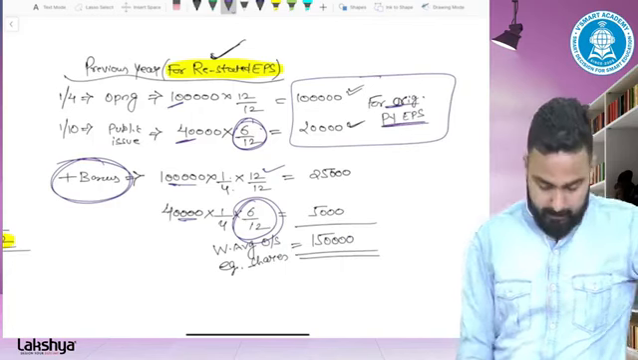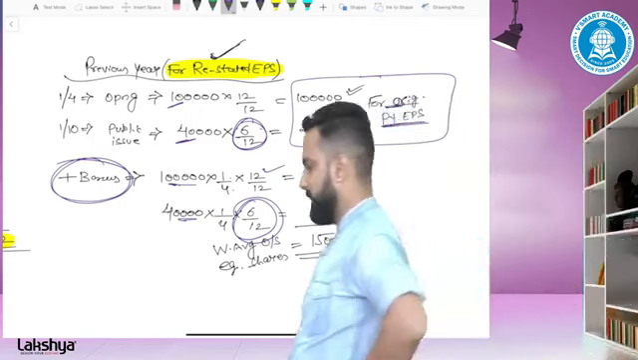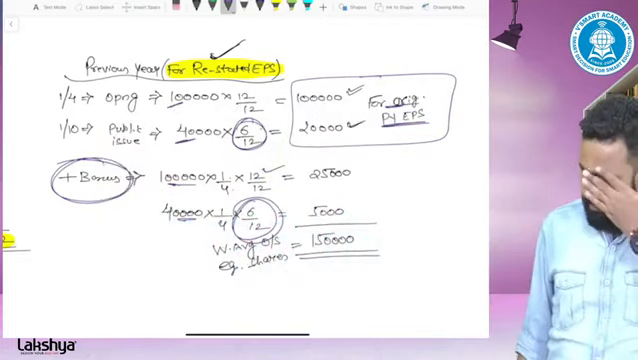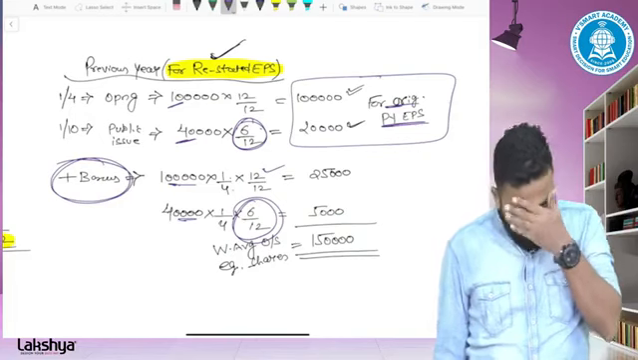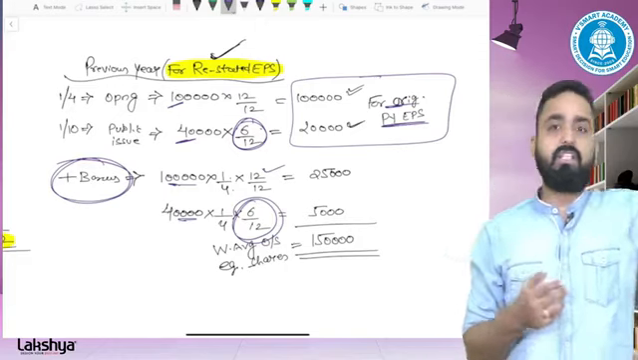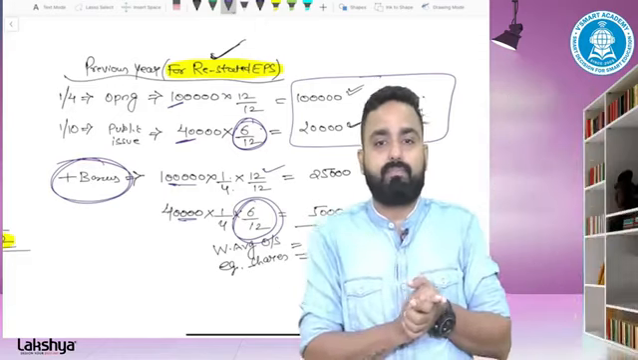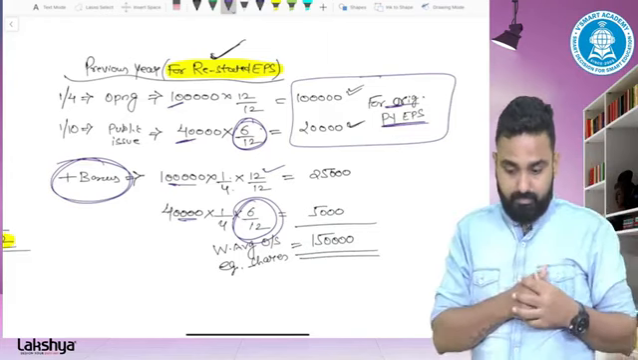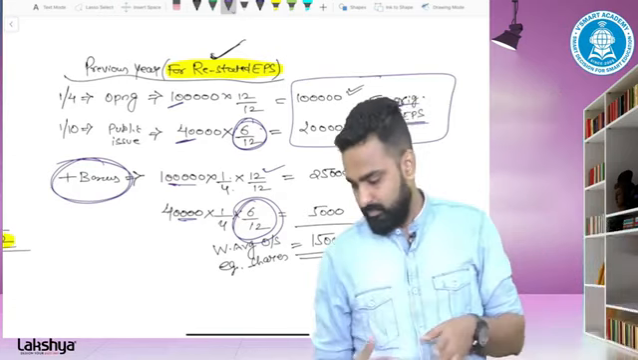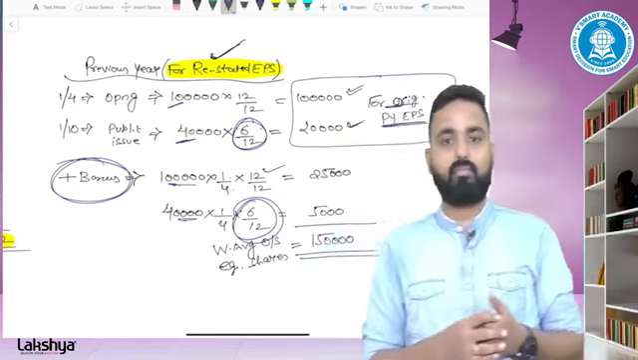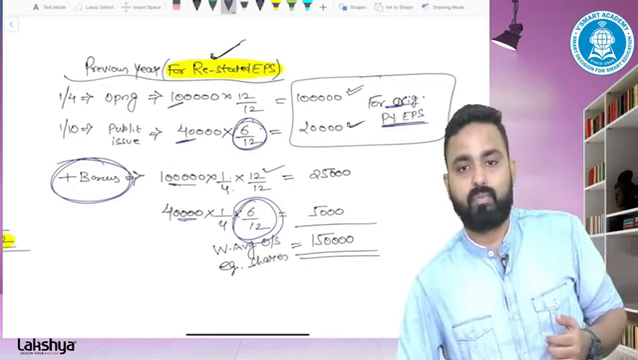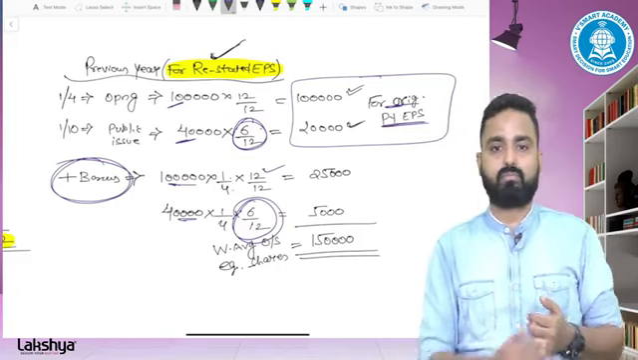Guys, understood or not? Bonus on the current year public issue of 15,000 shall not be considered in the last year, because in the last year there was not a public issue of 15,000. Please write this first of all.